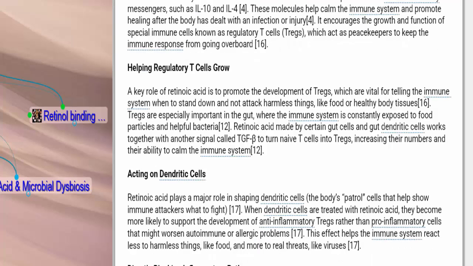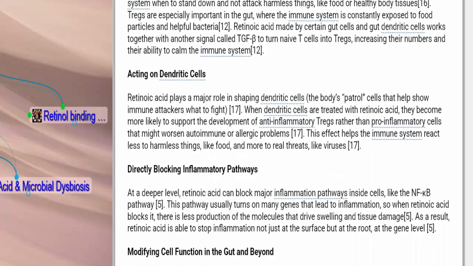It helps regulatory T cells grow. A key role of retinoic acid is to promote the development of Tregs, vital for telling the immune system when to stand down and not attack harmless things like food or healthy body tissues. Retinoic acid, made by certain gut cells and gut dendritic cells, works together with another signal called TGF-beta to turn naive T cells into Tregs, increasing their numbers and ability to calm the immune system.